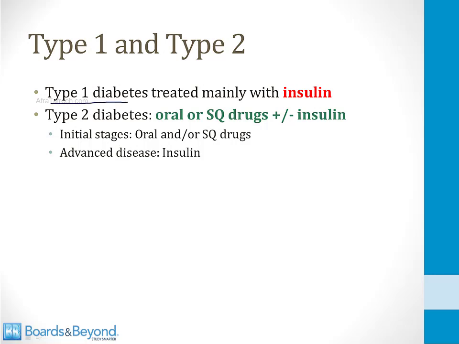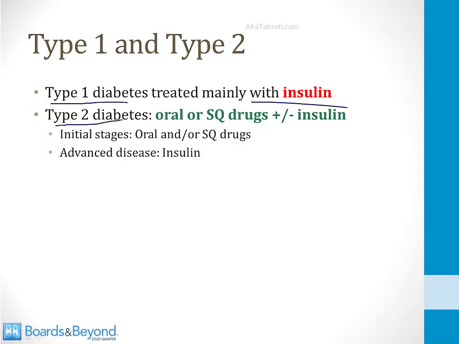So type 1 diabetes, as you know, is a result of autoimmune destruction of beta cells in the pancreas. So children who are type 1 diabetics have no insulin production. Therefore, the mainstay of treating type 1 diabetes is with insulin. These children require lifelong insulin.